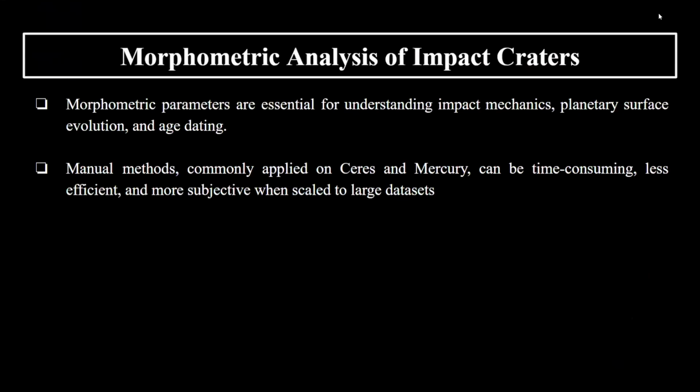So, mathematical parameters are essential for understanding impact mechanics and planetary surface evolution and for estimating the relative ages of planetary surfaces. However, traditional manual methods, commonly applied on Ceres and Mercury and many other bodies, can be time-consuming, less efficient, and more subjective. As planetary datasets become larger and more detailed, there is a growing need for tools that are faster, more efficient, and adaptable to different regions and crater types. So here we have ultimate methods that can reduce process time while maintaining both precision and flexibility.